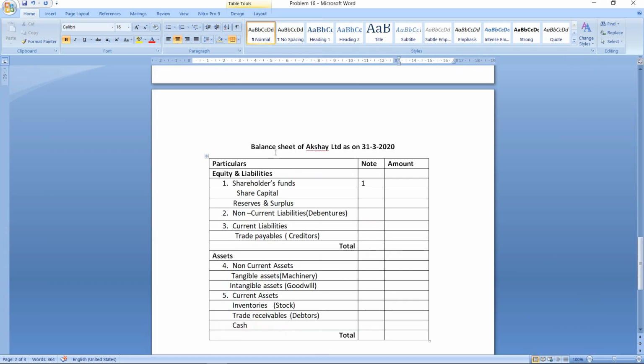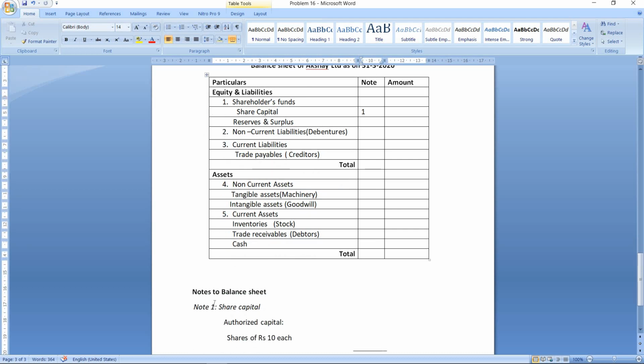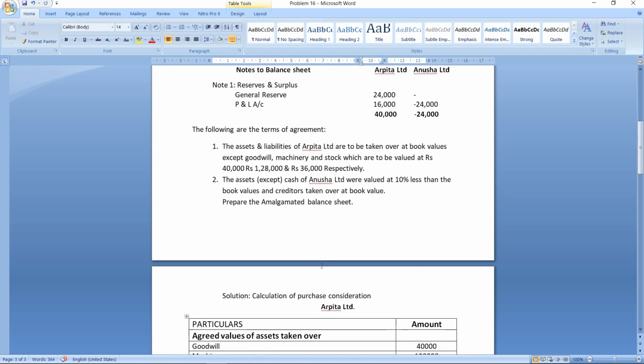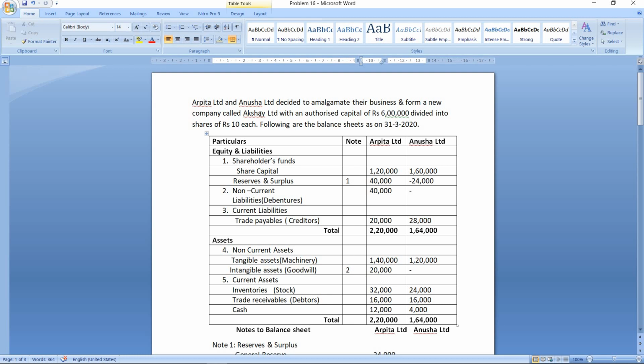Alright, so we have the format of balance sheet of the new company, that is Akshay Limited, with us. We will start with the liabilities side first. Share capital. Now note number 1, share capital. In this first we will show the authorized capital. So authorized capital is given to us here. Authorized capital is 6 lakhs, which is divided into shares of rupees 10 each.